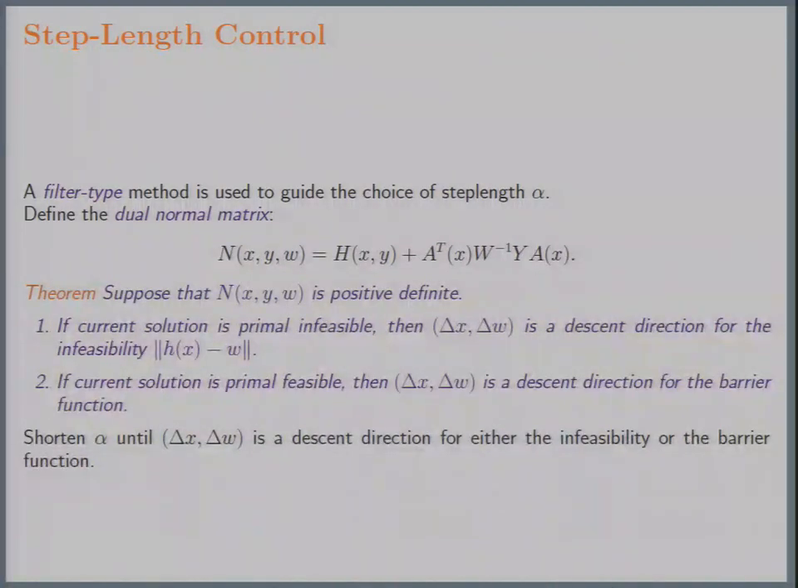So one of the things that some people have implemented is a filter type method to help guide the choice of the step length. And let me try to briefly give some hints as to what this is about. So we end up with this Hessian matrix plus A transpose W inverse YA. Well, I guess you can see that when I solved these equations, at least one of the ways, I got something very much like this.